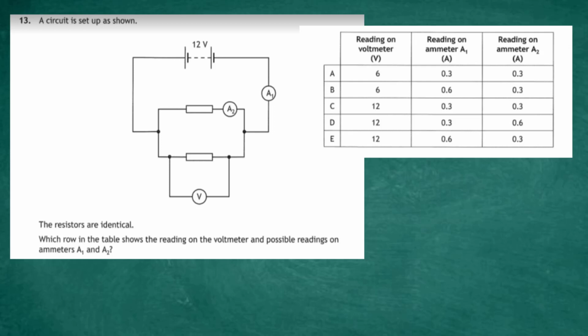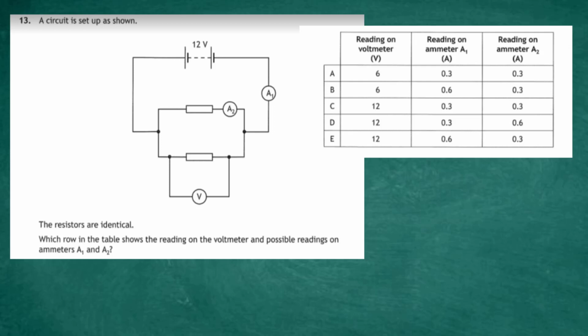Question 13 from the 2022 National 5 Physics Examination from the SQA, Section 1. A circuit is set up as shown and the resistors in the circuit are identical. We're asked to find which row in the table shows the reading on the voltmeter and the possible readings on the ammeters A1 and A2.